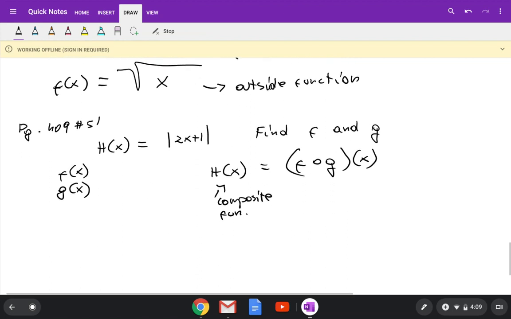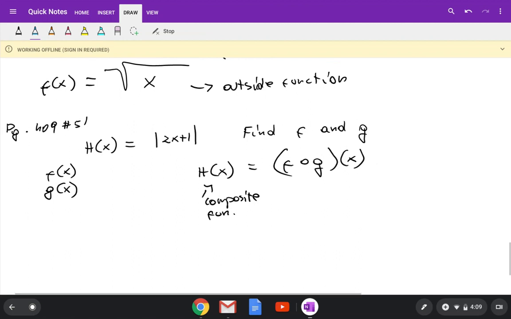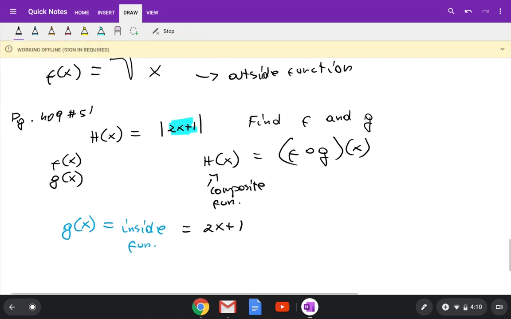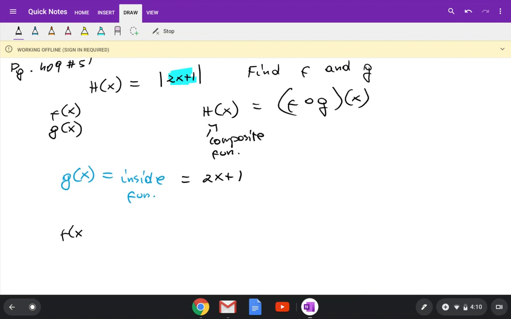Okay, so again, I'm going to start with g of x because it's just easier for me. G of x, the inside. So g of x is what I see inside. So inside I see 2x plus 1. And f of x, the outside function, is what you see outside. So outside I see the absolute value. And of course you need to put your variable. Okay, so the absolute value of x. That's the outside.